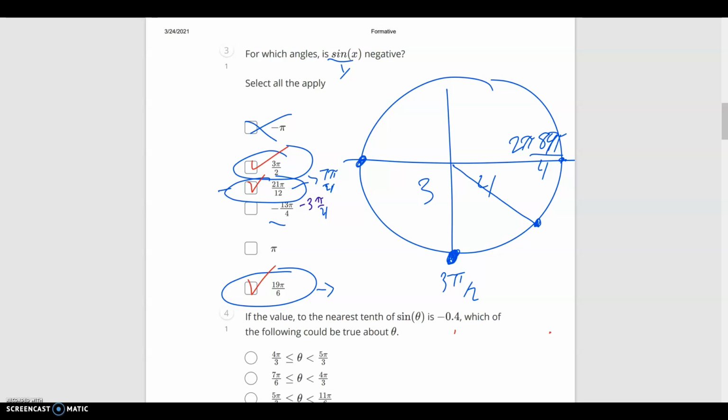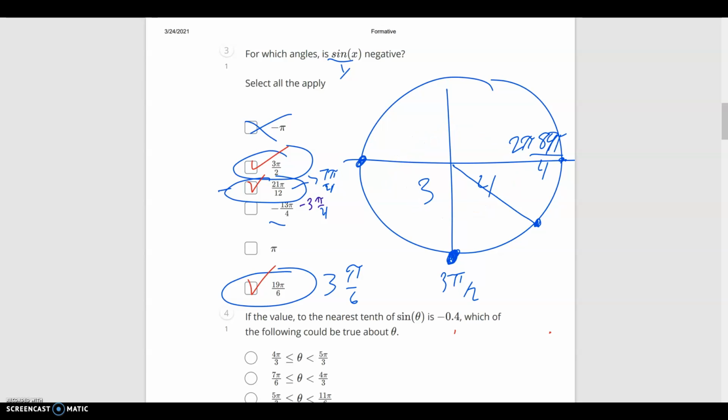The 19 pi over 6, again, this might be easy to think about as a mixed fraction. This would be 3 pi's and 1 pi sixths. So again, if I rotate that, that'd be 1, 2, 3. Here I am. I go pi sixths. I'm clearly in quadrant 3, so that one will work.